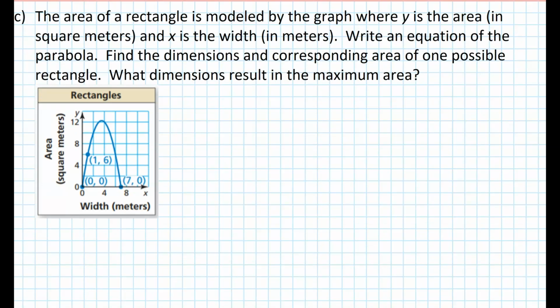All right, so this time we have the area of a rectangle and it's being modeled by the graph. So y represents the area in square meters. X is the width in meters, and we want to write an equation of the parabola. And then we're going to find the dimensions and the corresponding area of one possible rectangle, and then find the dimensions that give you the maximum area. Okay, so a lot going on in this one.